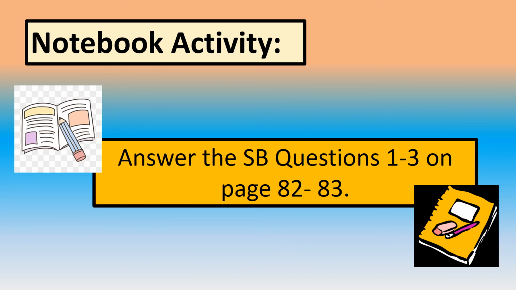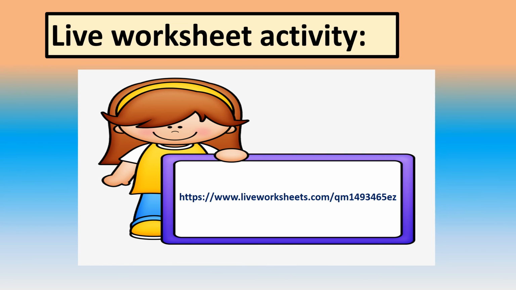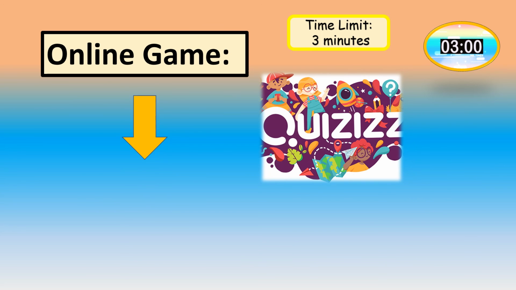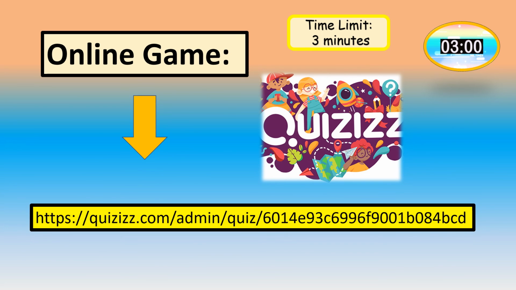For your notebook activity, answer the student book questions 1 to 3 on page 82 to 83 of your book. Write the answer in your notebook. For your next activity, you will do the live worksheet. Click this link and complete the activity. For your assessment, click this link and do the assessment activity. The time limit for this activity is only 3 minutes.